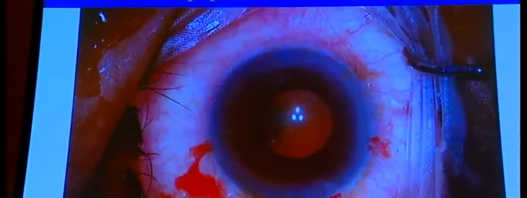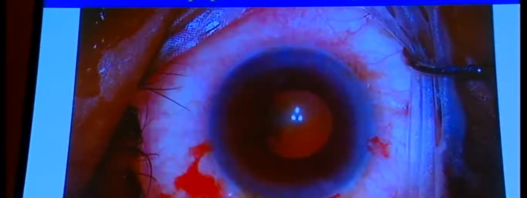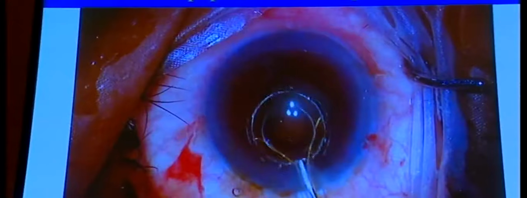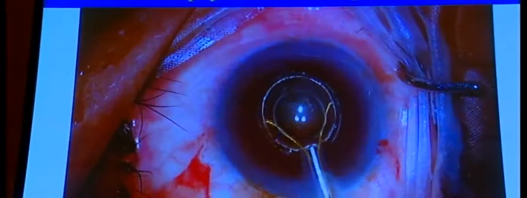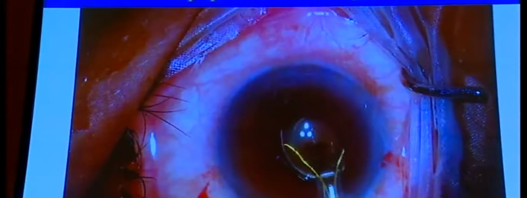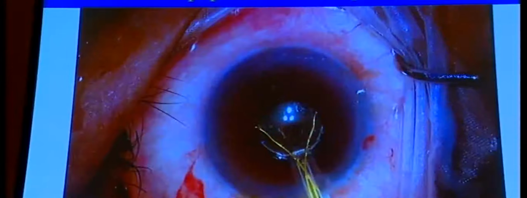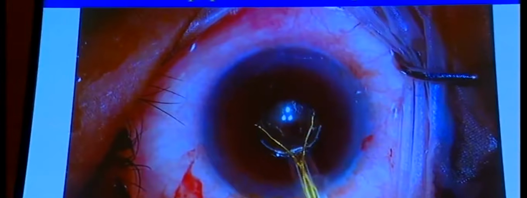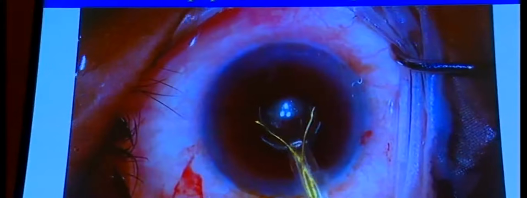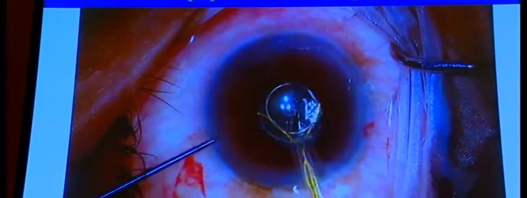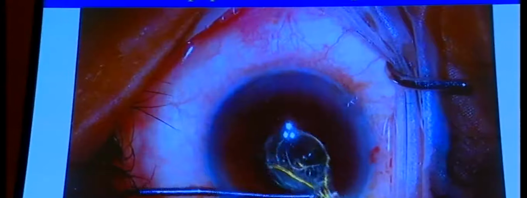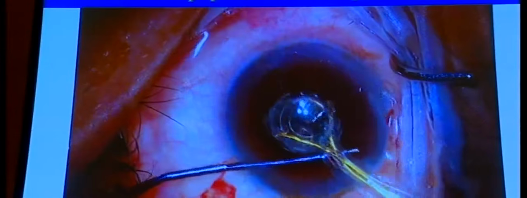Then we used Zepto in small pupils. This pupil, which is about 3 or 3.5 millimeters, without the help of pupil expanders, we could still do a capsulotomy of 5.25 millimeters, even though it was a blind capsulotomy where we were not exactly seeing where it was, but still we were sure that we were getting the right size and the right centration of the capsulotomy.